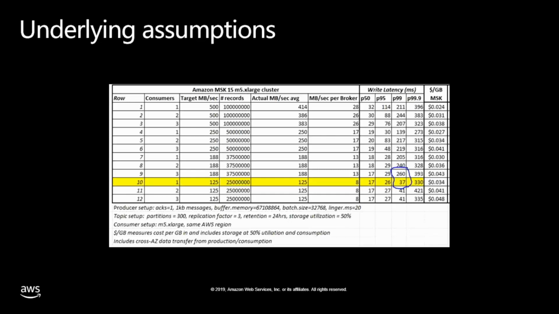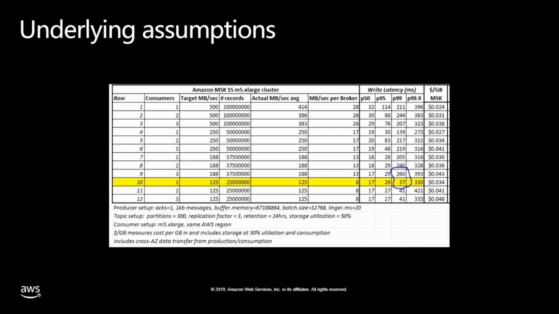Let's look at row one. In our testing, we started out by hammering the M5 xlarge cluster with 15 brokers, and we hammered it with 500 megabytes a second of traffic. You can see that Kafka was struggling to ingest this traffic and could only accept 414 megabytes a second, or effectively 28 megabytes a second per broker in the cluster because there's 15. The write latencies were also quite high. P99 was above 200 milliseconds, which for a real-time workload and based on our customer feedback, generally isn't acceptable.